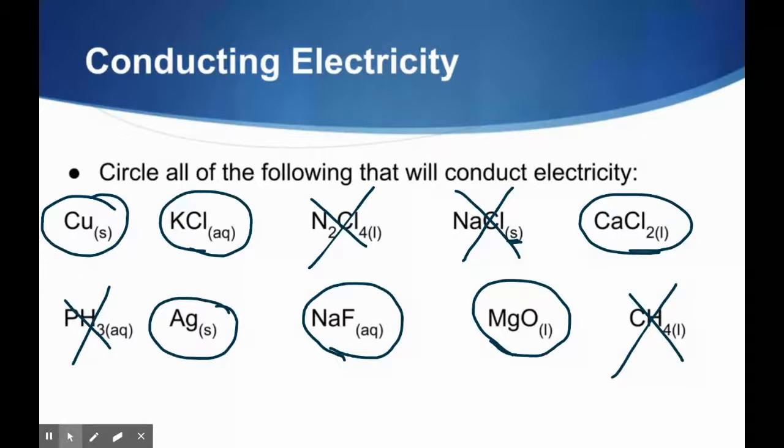So, like I said, these are the type of questions that you should be able to answer, and you should also be able to explain why these things are going to conduct electricity, because the ionic compounds break into their individual ions, which have charges, and that allows electricity to be conducted with them.